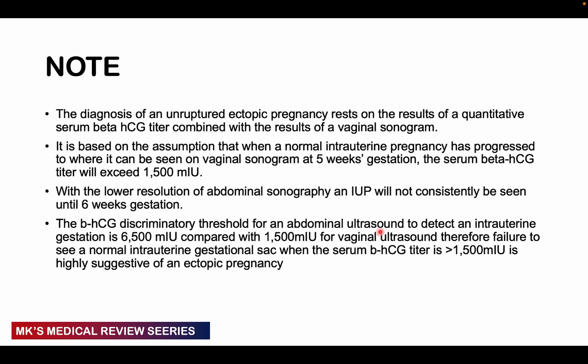So the beta HCG discriminatory threshold for abdominal ultrasound can detect an intrauterine gestation at a beta HCG level of 6,500 milli-international units compared to the 1,500 milli-international units. Therefore, the failure to see the normal intrauterine gestational sac when the serum beta HCG levels are greater than 1,500 is quite highly suggestive of an ectopic pregnancy.